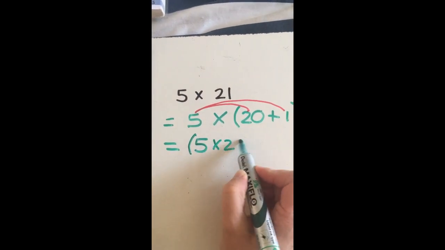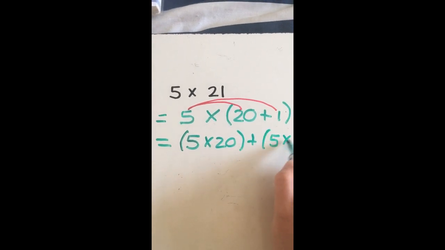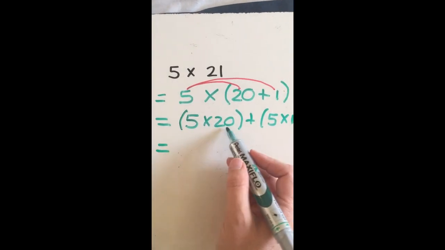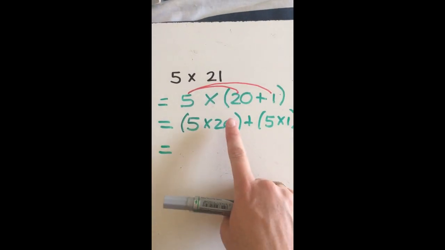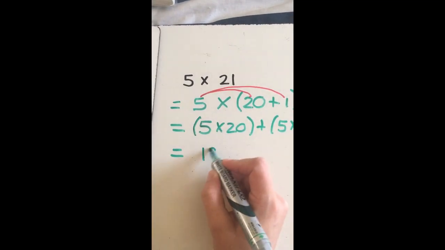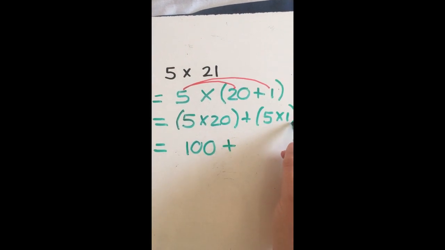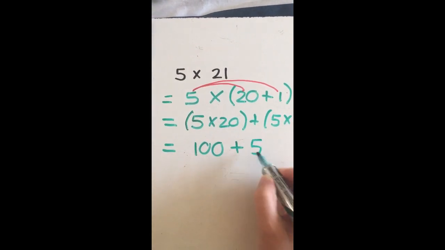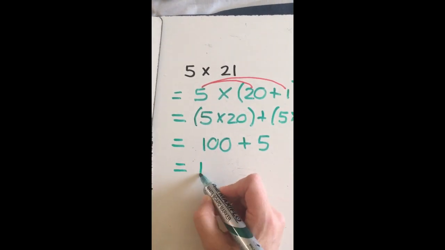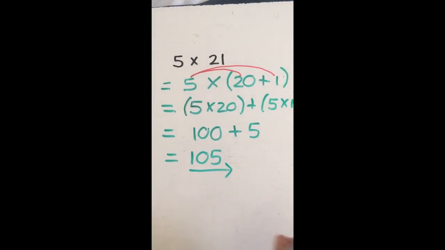5 times 20 and 5 times 1. Now I can work it out. 5 times 20 might be difficult, so 5 times 2 equals 10. And then I add my 0. 5 times 1 is easy, that's just 5. Now I add them together, 100 plus 5 is 105. And there is your answer.